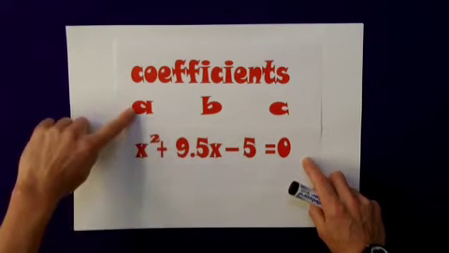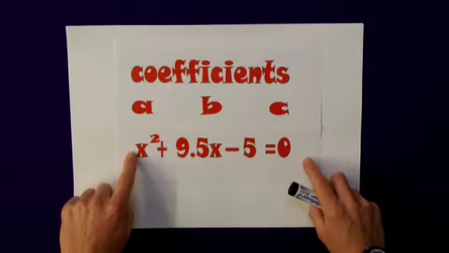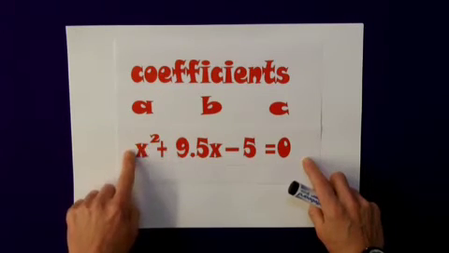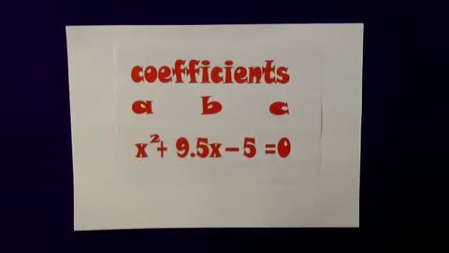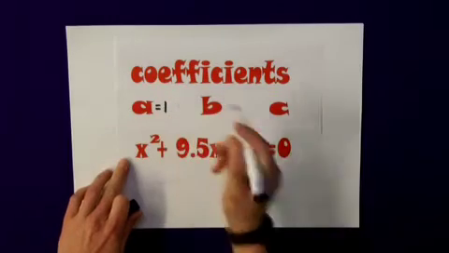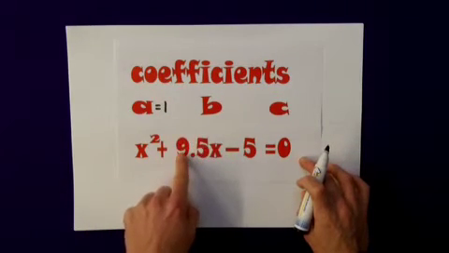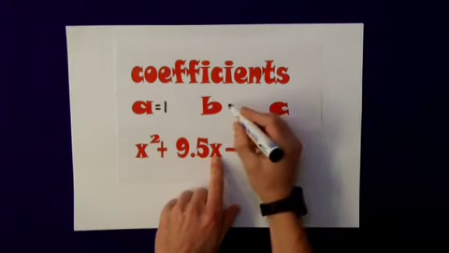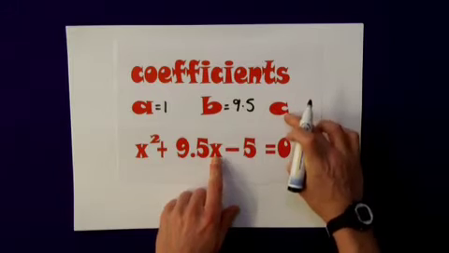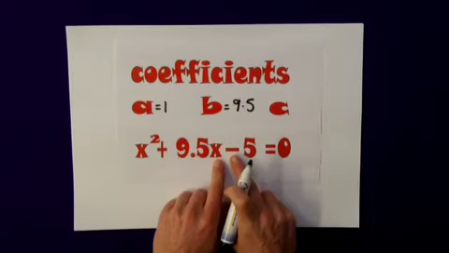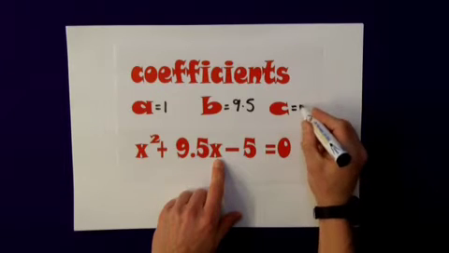Now a refers to the number which is multiplied by the x squared. In this case it's actually 1x squared. We don't normally write the 1. Do not confuse that with a 0. So a in this case is equal to 1. b is equal to the 9.5. That's the coefficient of x here. So b in this case is equal to 9.5. And c is actually equal to minus 5. In this case you need to remember the sign. So c is equal to minus 5.